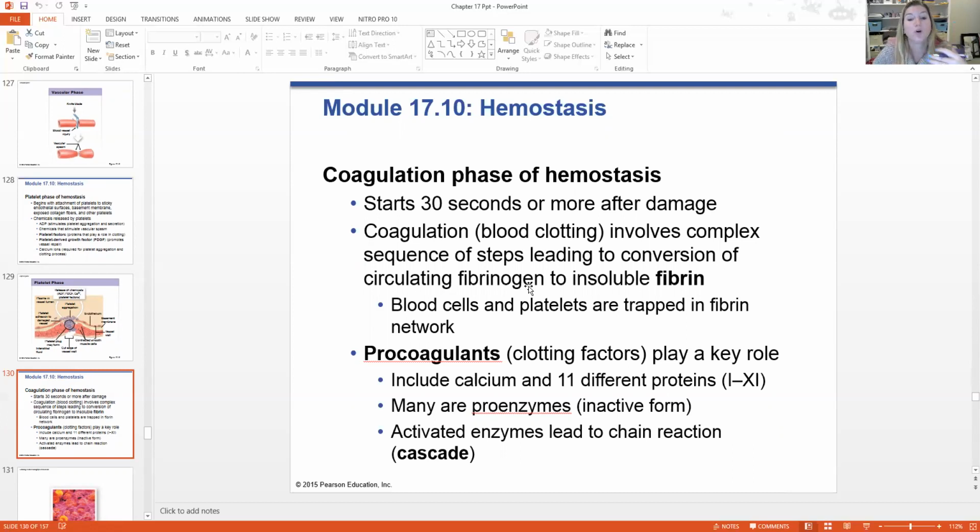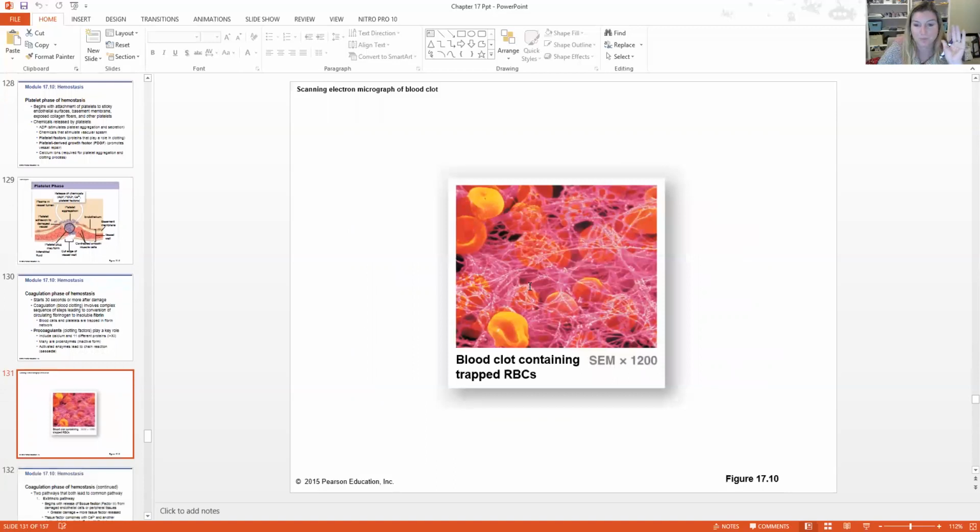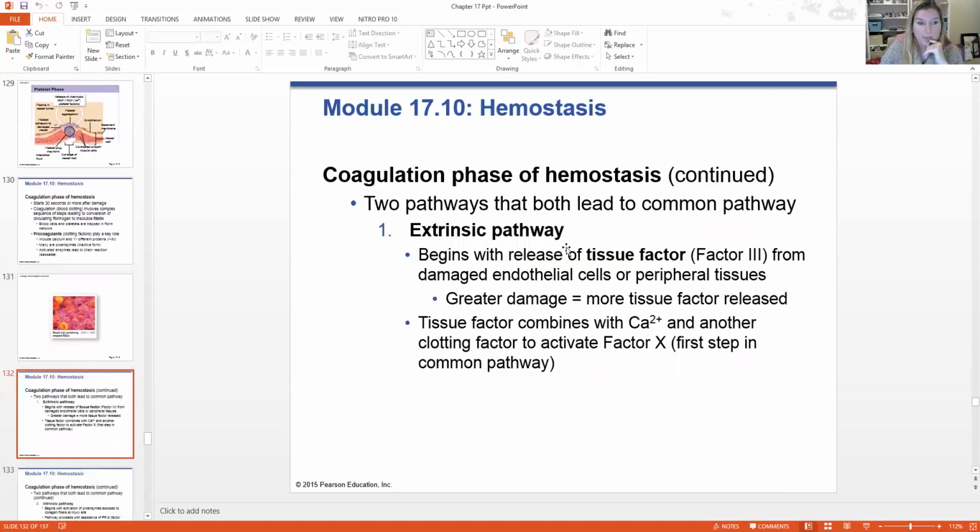There are procoagulants or clotting factors that play a key role. There's also calcium that plays a key role, vitamin K that plays a key role, proenzymes. There's also activated enzymes. This is a whole cascade reaction. It's very complex. I'm just going to point out exactly what you need to know, though, from this whole chain reaction. So there's that kind of mesh network that we're trying to create, kind of like a filter system to catch anything that goes through to stop that bleeding process.